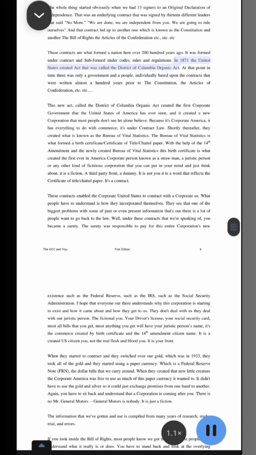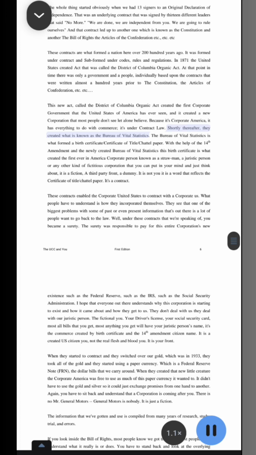In 1871 the United States created an Act that was called the District of Columbia Organic Act. At that point in time there was only a government and a people, individually based upon the contracts that were written almost 100 years prior to the Constitution, the Articles of Confederation, etc. This new act, called the District of Columbia Organic Act, created the first corporate government that the United States of America has ever seen, and it created a new corporation that most people don't see let alone believe. Because it's corporate America, it has everything to do with commerce, it's under contract law.